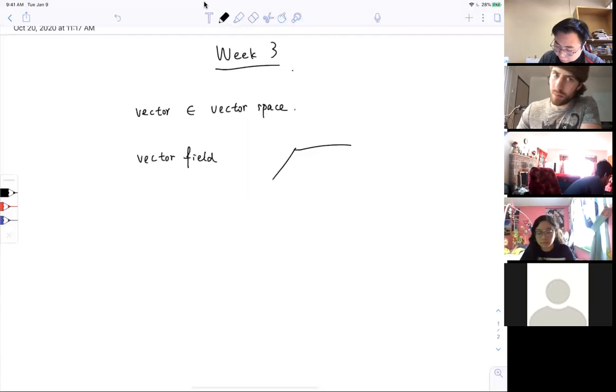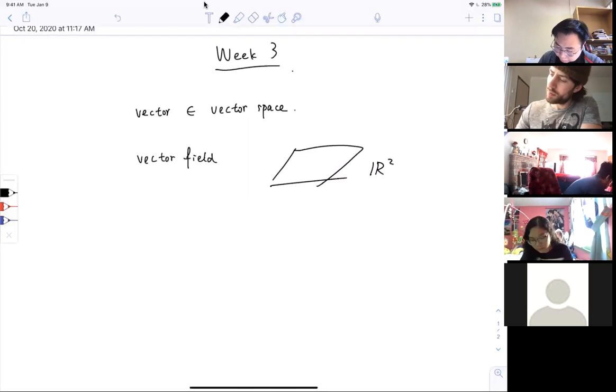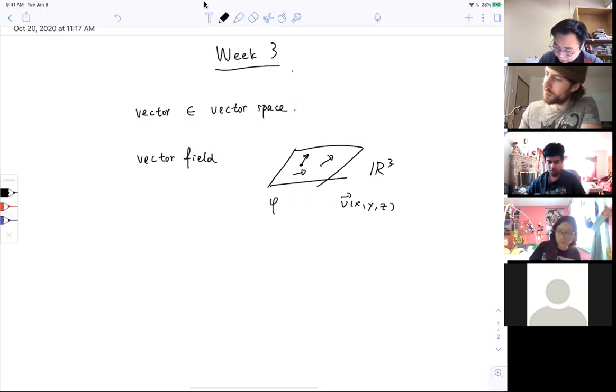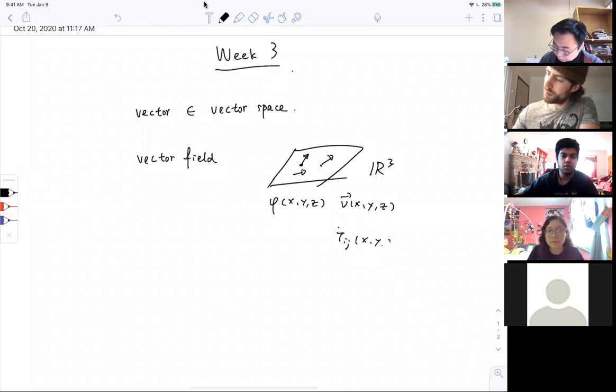Basically, for example, if we have R2, a plane, and assign each point with a vector, then it's a vector field. So a vector field depends on x, y. If it's R3, then it's x, y, z. And if it's a scalar field, then we assign each point with a scalar. If it's a tensor field, then we assign each point with a tensor.